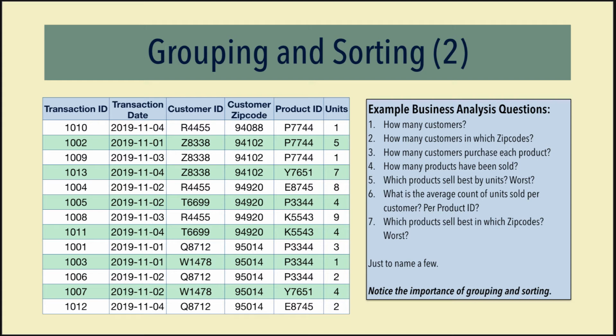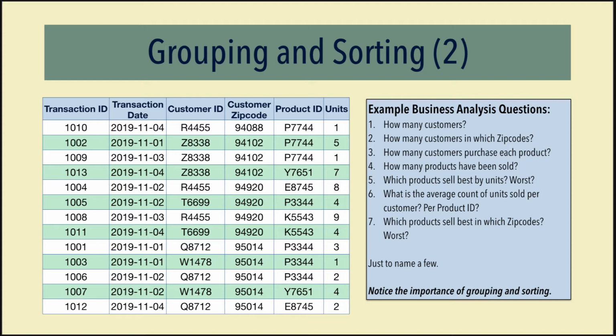We can answer a couple of questions. By sorting it by zip code, we can ask, what is the count of the number of customers within a zip code? So in 94088, there's 1. In 94102, we have 3. In 94920, we have 4. And in 95014, we have 5 customers. We can count those. Now, they're readily and easily countable. They're also groups, if you will.